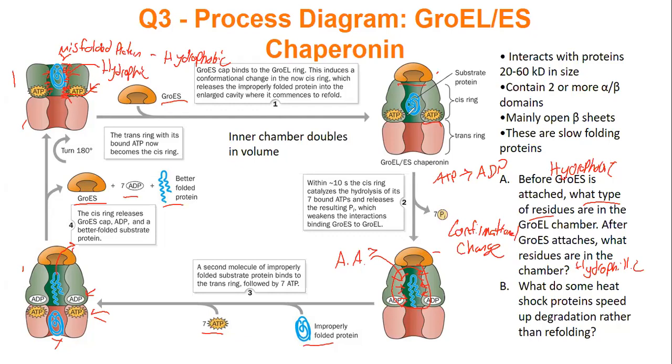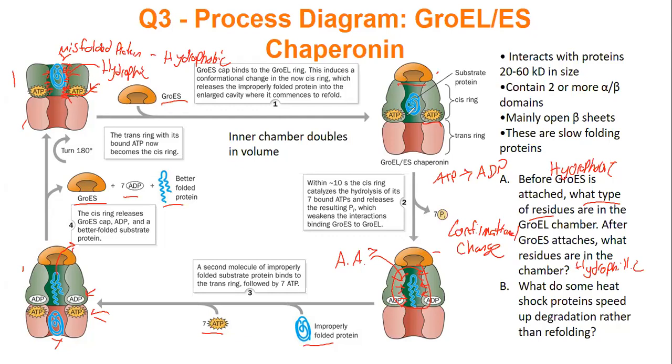So let's go to our next part then. Another way to call chaperones is heat shock proteins. In fact, the genes for GroEL and GroES are called HSP for heat shock proteins. So what heat shock proteins are is that they are turned on and created when a cell is under stress, the stress being usually heat. So I'm shocked by heat, I'm going to make these proteins.